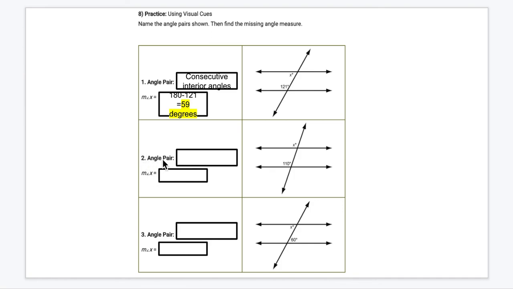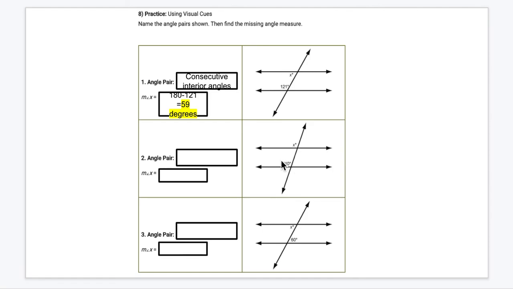So we have angle 2, right? And we want to find the angle pair relationship between our given angle 110 degrees and our angle x, right? So I noticed that they're both on the same side of the transversal, but they're not both within the parallel lines, right? So they're not both inside the parallel lines, right?